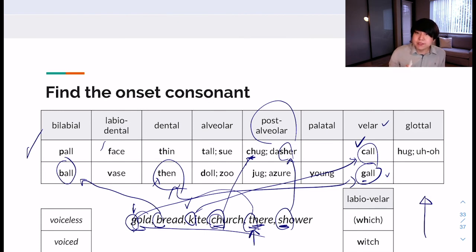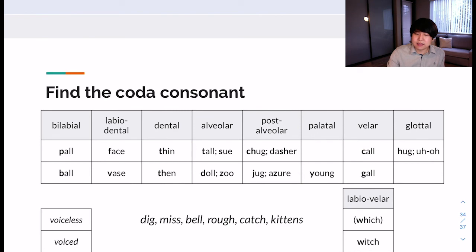Note, always keep in mind that spelling can be tricky. There are two different sounds that are spelled the same. Sometimes the same sound can be spelled many different ways. Let's move on to finding the coda consonant.